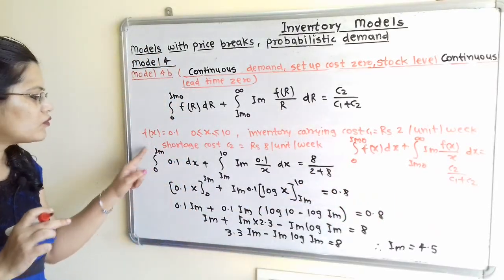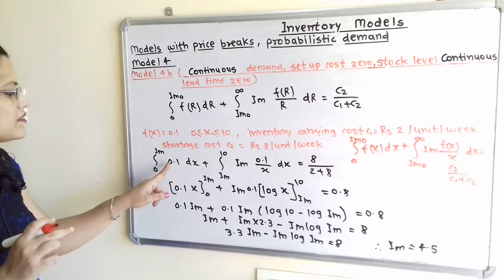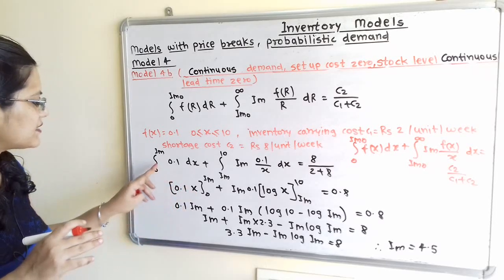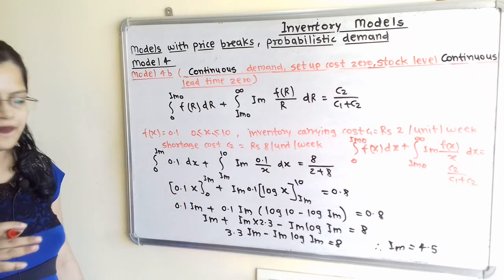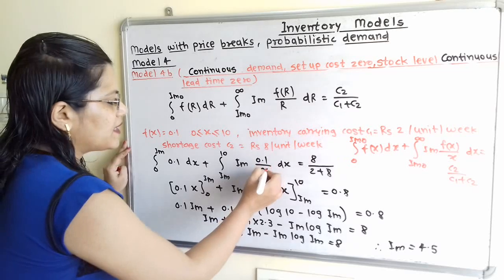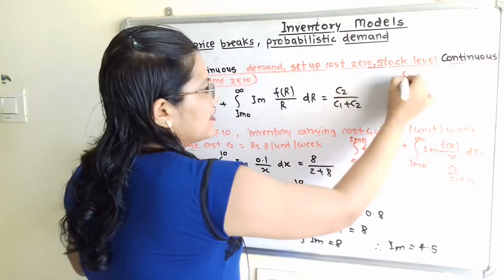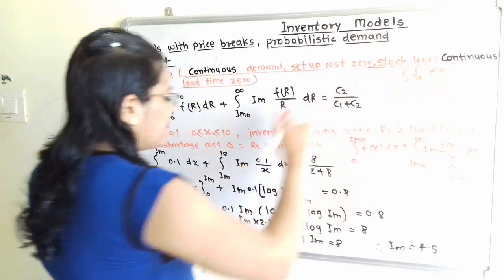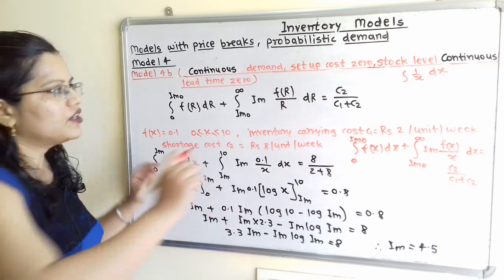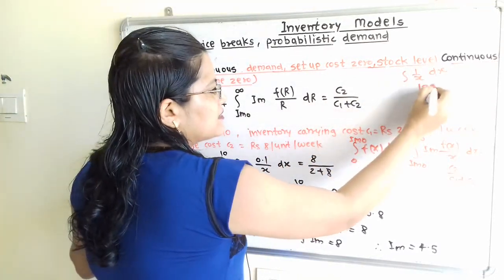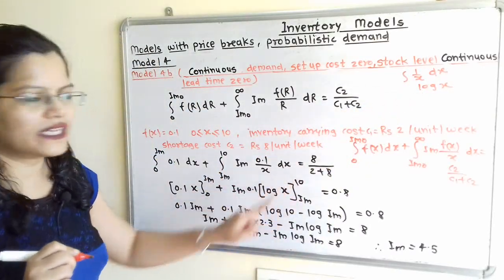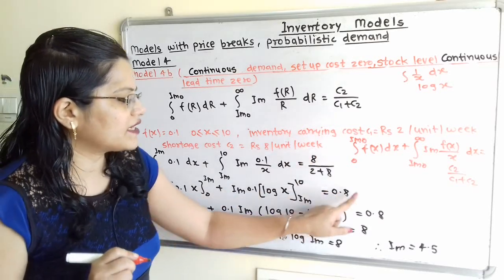Now we will solve. How do we solve the first integration? The integral of 0.1 dx is 0.1x, so I will write 0.1x with limits from 0 to Im, plus. How do we solve the second integration? Here x is the variable, that is 1 by x. We can write the integration of 1 by x dx, because 0.1 and Im are constants, so we take them outside the bracket. The integration of 1 by x dx is nothing but log x. So I will write log x with limits from Im to 10, and on the right hand side, if we calculate, we get 0.8.